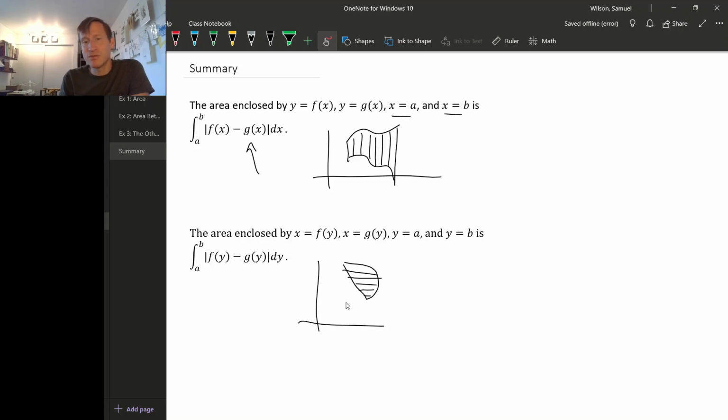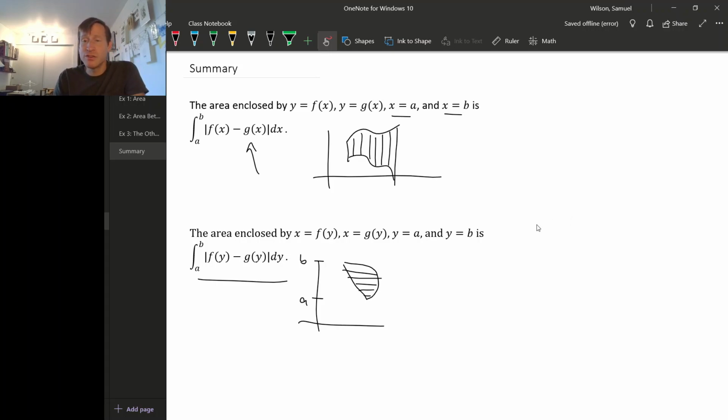So this sort of region is more easily sliced up horizontally, and if you want to slice up a region horizontally, then you're treating y as the independent variable, and then you'd use this formula: the integral from a to b of f of y minus g of y, where a and b are the y values that bound the region.